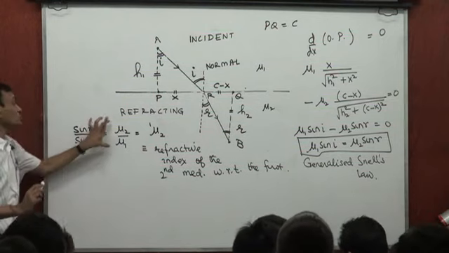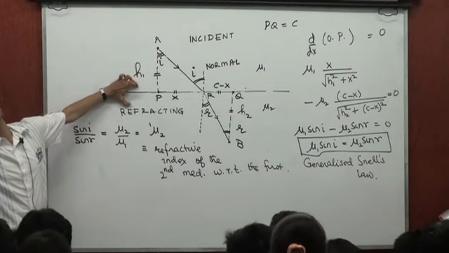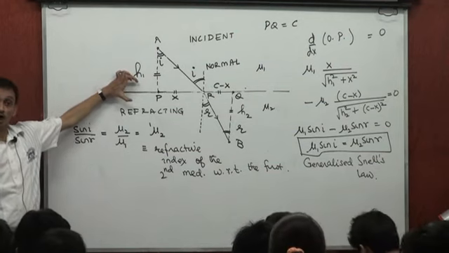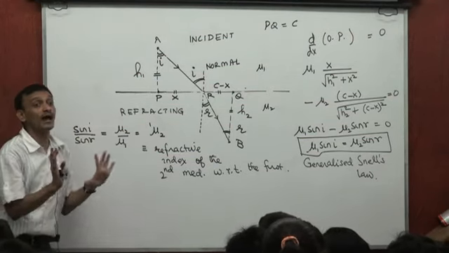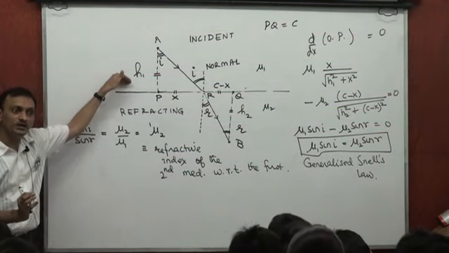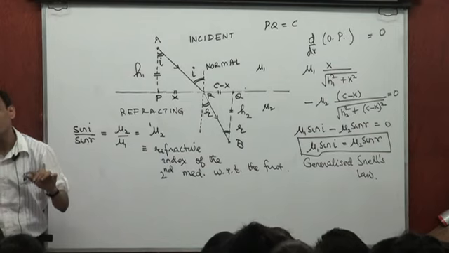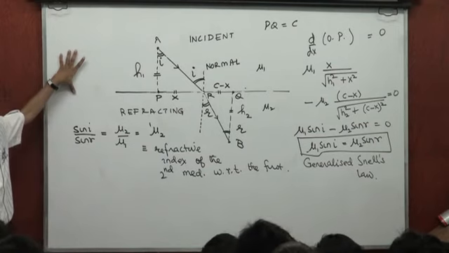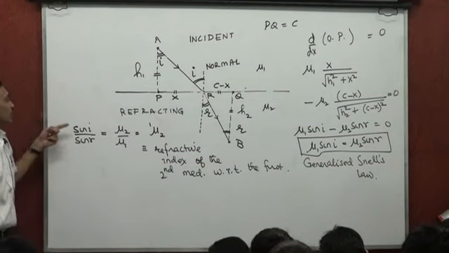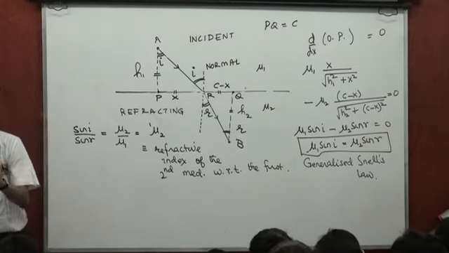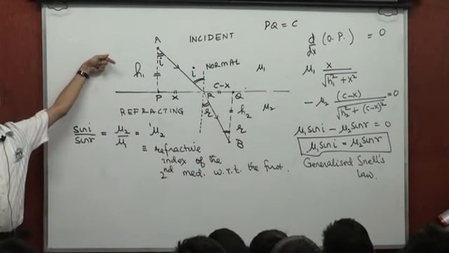And this is a constant for a given pair of optical media and for a given color of light. If you change the color of light, then this sin I by sin R will have some other ratio. Same pair of media but a different color of light will give you a different value of sin I by sin R. So for a given color of light and for a given pair of optical media, you have sin I by sin R equal to a constant, which is the refractive index of the second medium with respect to the first medium.